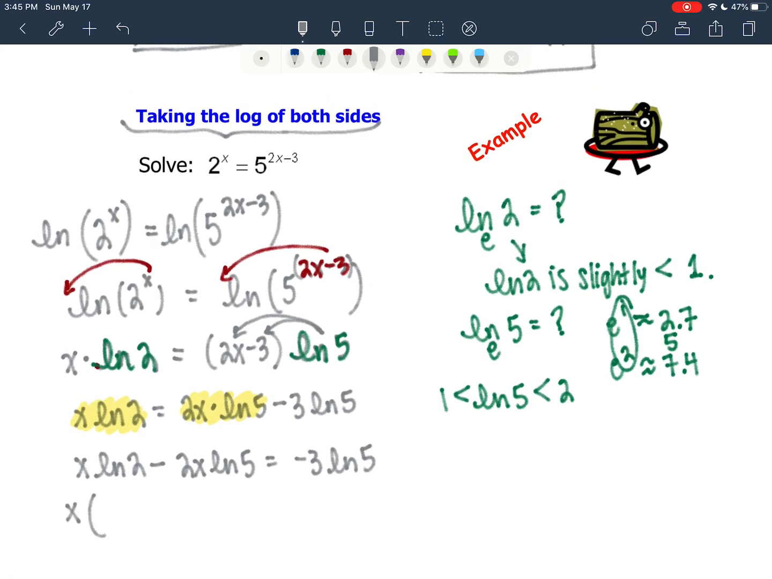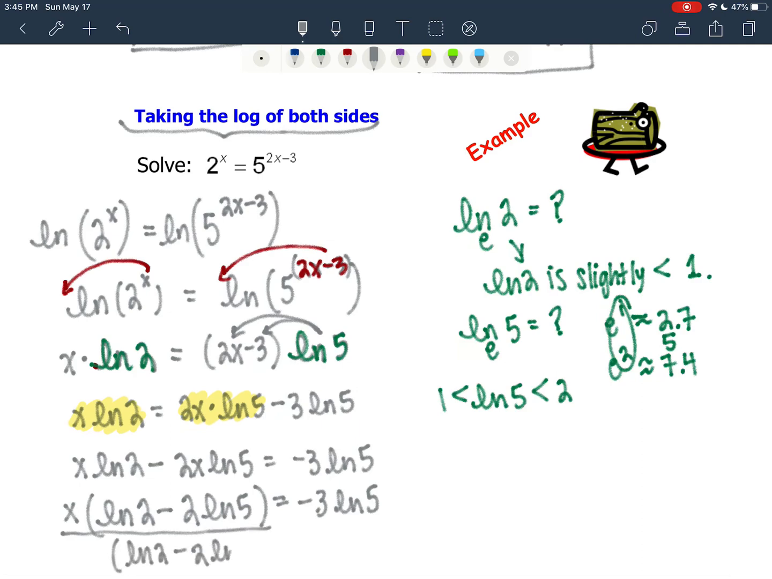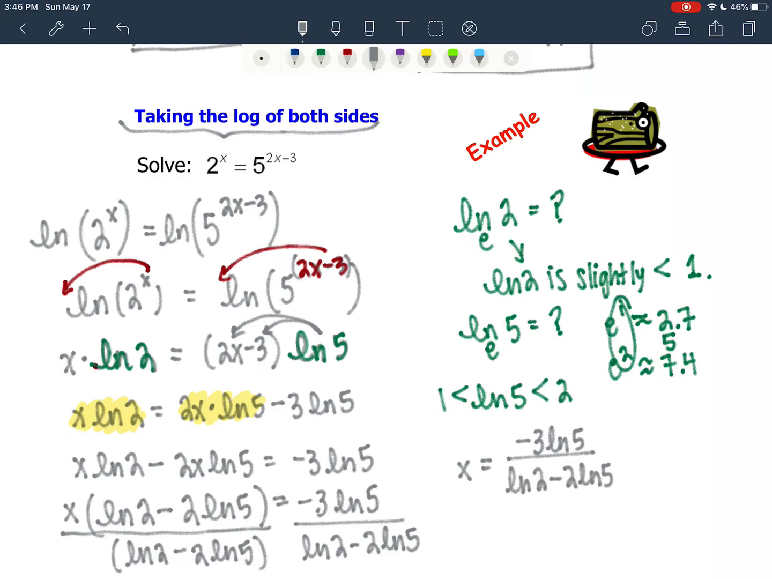I'm going to factor out an x, which is going to leave me natural log of 2 minus 2 natural log of 5. The natural log of 2 minus 2 natural log of 5 is just some decimal number that we can put into our calculator. We're going to divide both sides by that decimal number, and we get x is equal to negative 3 natural log of 5 divided by natural log of 2 minus 2 natural log of 5.